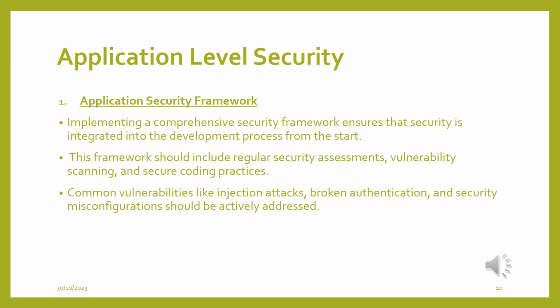And the next one is application level security, and it is also the most important part. The first one is application security framework. Implementing a comprehensive security framework ensures that security is integrated into the development process from the start. This framework should include regular security assessment, vulnerability scanning, and secure coding practice. Common vulnerabilities like injection attacks, broken authentication, and security misconfiguration should be actively addressed here.